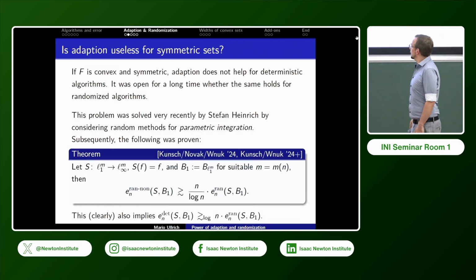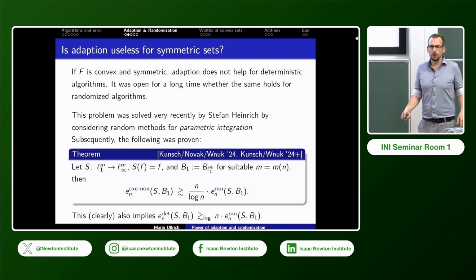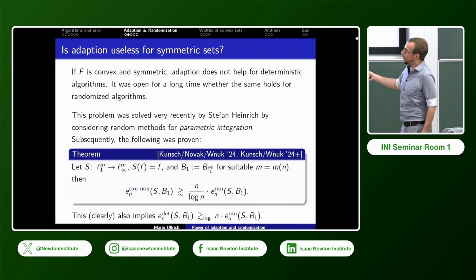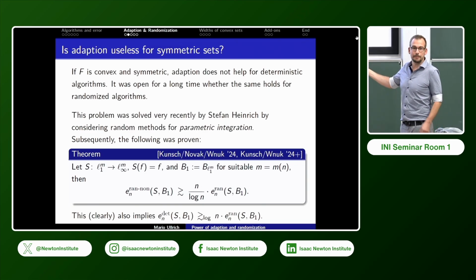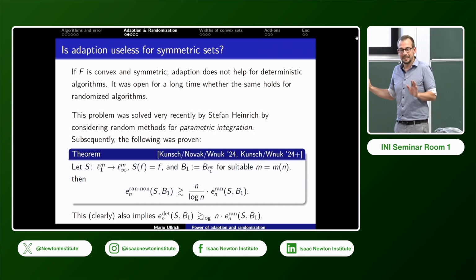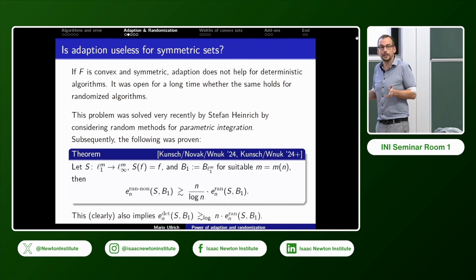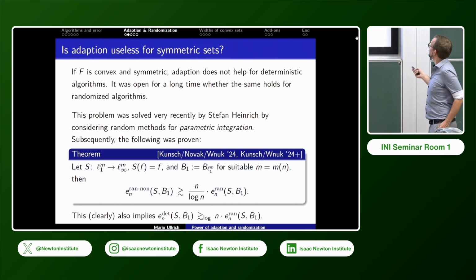And a big question, at least in our field, was for a while, what about randomized algorithms? If you now ask exactly the same question, you have a convex and symmetric set, then you know that adaptation does not help for deterministic algorithms. There is no reason to use an adaptive algorithm in a deterministic setting if your input class is convex and symmetric, at least if you don't have the feeling that you already have the optimal algorithm at hand. Clearly, if we don't talk about optimal algorithms, then of course the best known adaptive algorithm might be better than the best known non-adaptive one. Okay.